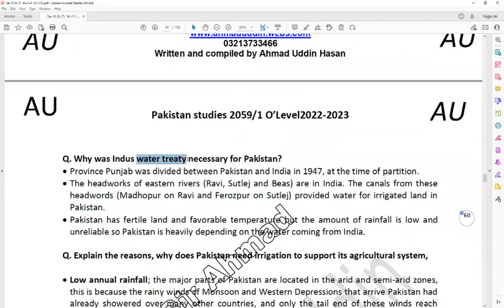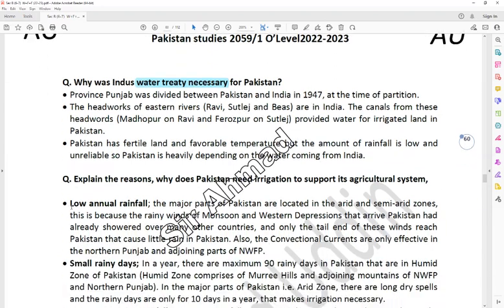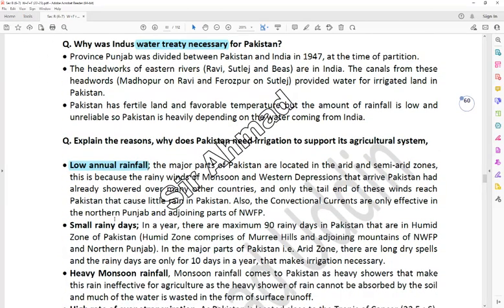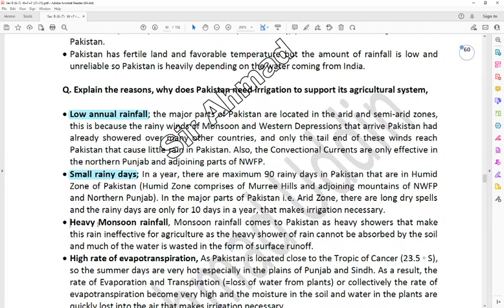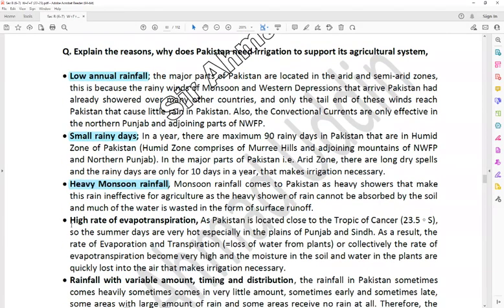And why was it necessary? Because of less rainfall. Pakistan has low annual rainfall, one thing. Few rainy days, heavy monsoon rainfall, and a much higher rate of evaporation and evapotranspiration. Do you know, in Sindh, the evaporation is double the rainfall. Meaning rain was less, and more water evaporated than it. Means land becomes dry. We need water to cultivate our crops.